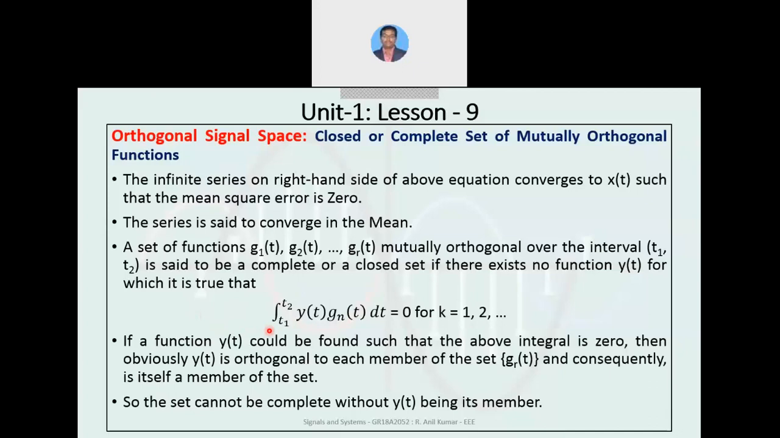The dot product of orthogonal vectors, as we know, is 0. Similarly, for signals to be orthogonal, the integration value must be 0, including the signal that we are considering. That must also be inside the set. If it is not a member, then it can be said that it is not a complete set.